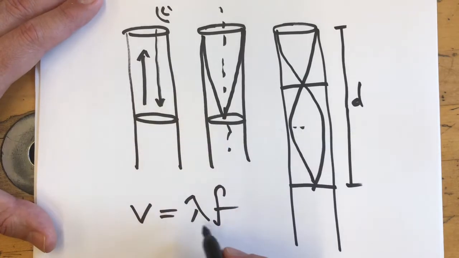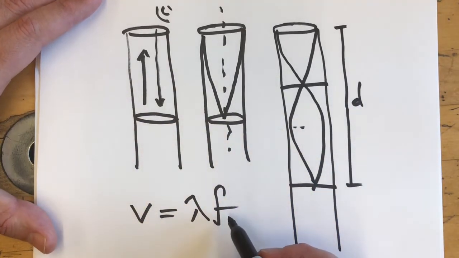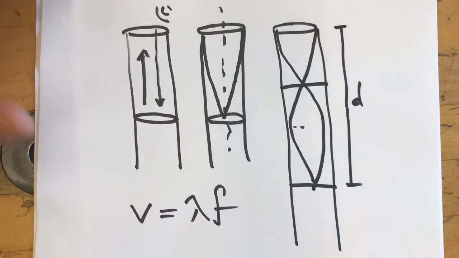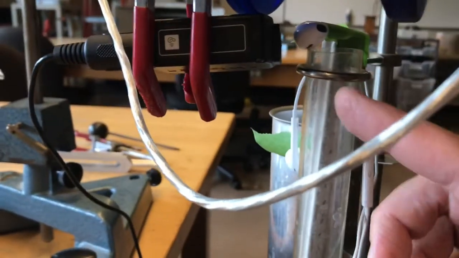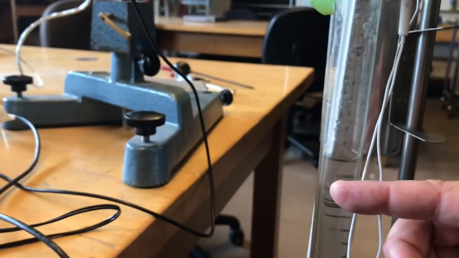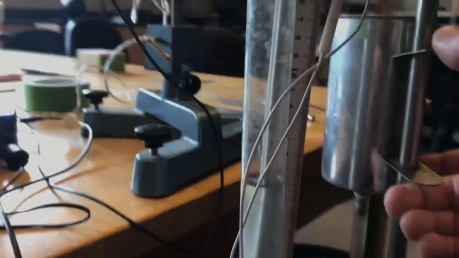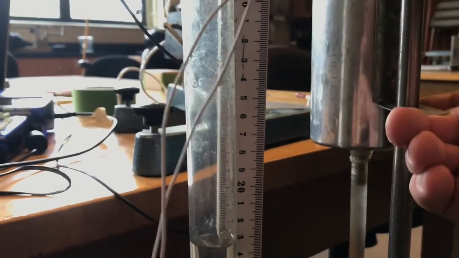We're going to figure out the wavelength by finding the standing waves. And we'll know the frequency because we'll be generating it, and that will allow us to calculate the speed of sound. Okay, so here's what I have set up to demonstrate this experiment. We have the tube here that's filled with water, that's connected via a hose at the bottom to the can right here. And so I can move the water level in the column up and down by moving the can up and down.